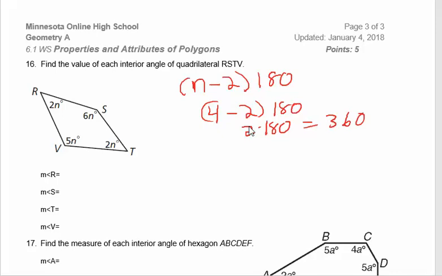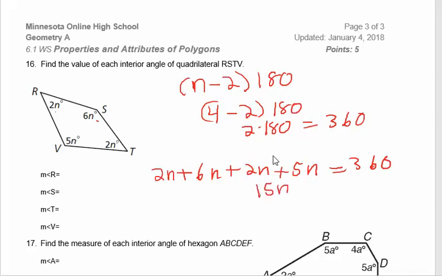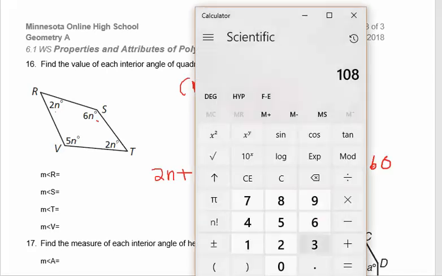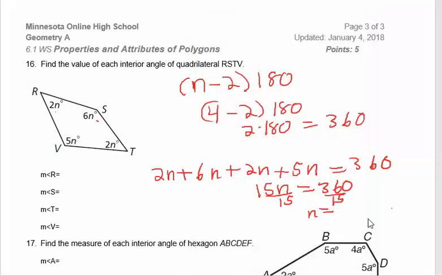Well, let's write that as an equation. Let's start up here. So that means that 2n plus 6n plus 2n plus 5n, I just added up all of these expressions, will be equal to 360. So we can combine our like terms on the left side. We have 2 plus 6 is 8, plus 2 more is 10, plus 5, that's 15n. 15n is equal to 360. So now we can solve for n by taking 360 divided by 15. And we get that n is 24.